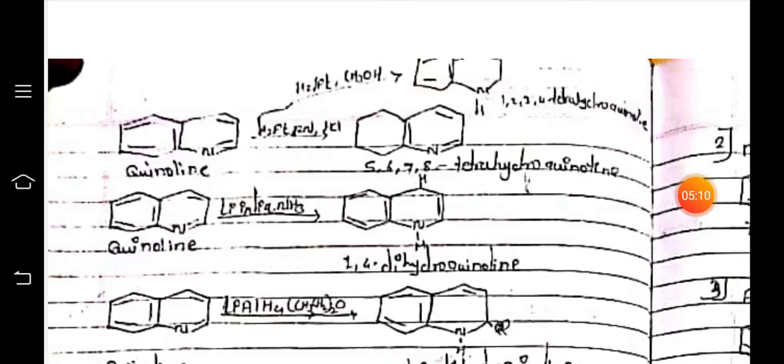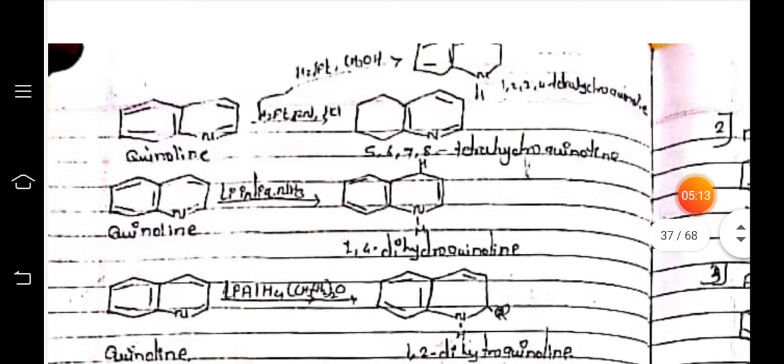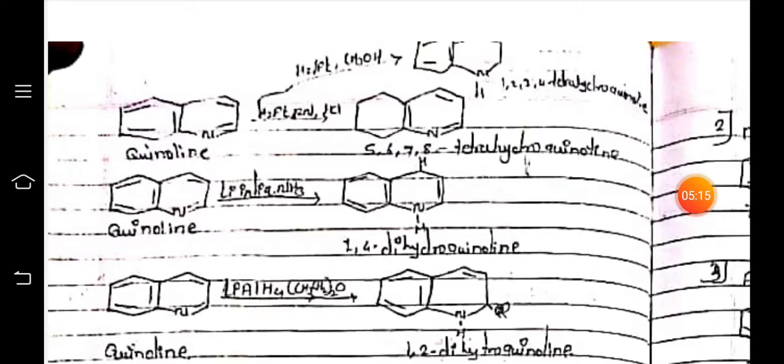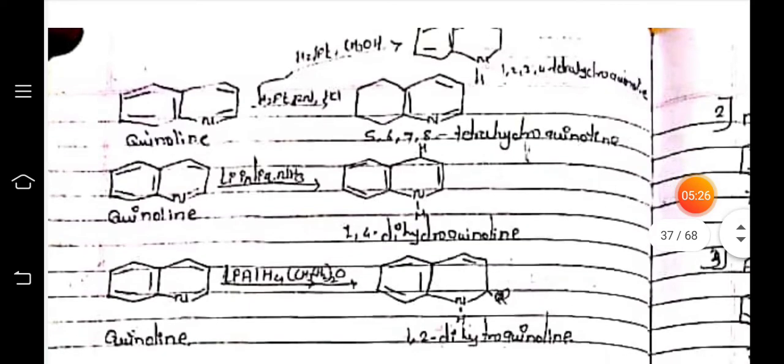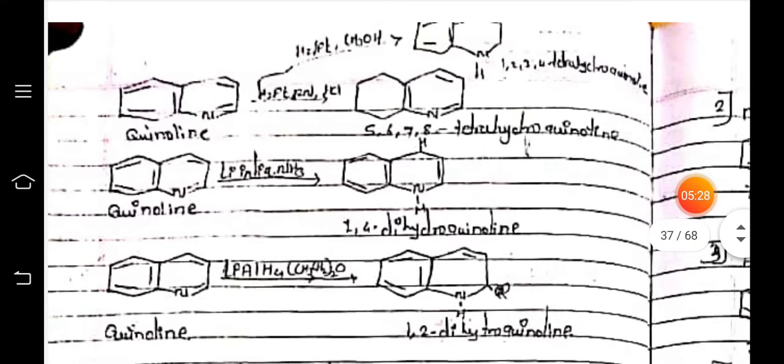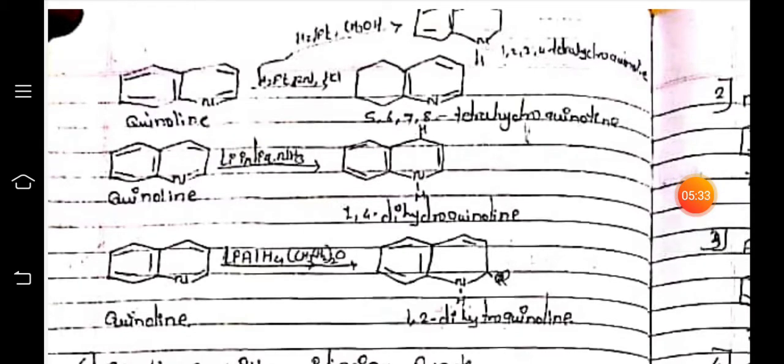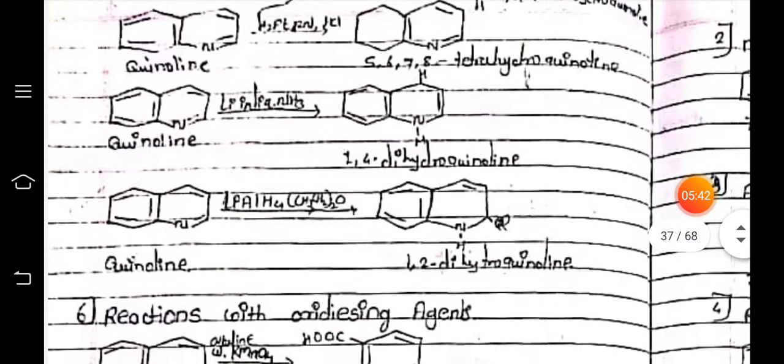next reducing agents, that is H2, PtO2, along with CH3OH, methyl alcohol. It will selectively reduce the benzene ring attached to the pyridine ring, because these are selective reducing agents. So these reagents selectively reduce the benzene ring attached to the pyridine ring to get 5,6,7,8-tetrahydroquinoline as the product.